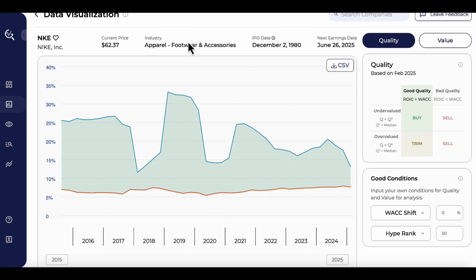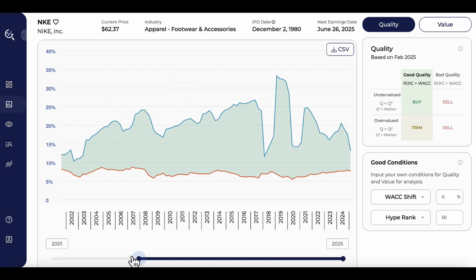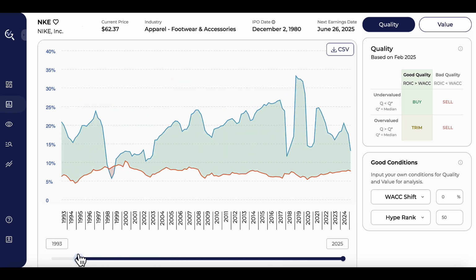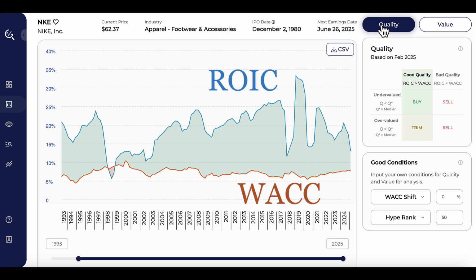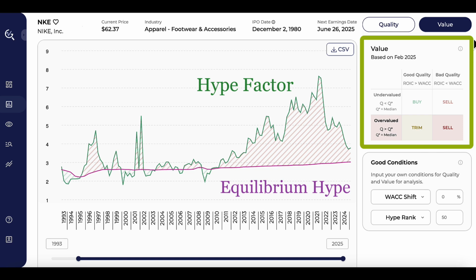So here we are on the data visualization feature where we can see long-term trends of key fundamental metrics. We can go back decades here. What we're looking at is the quality button here, lit up. We can see the ROIC in blue compared to the cost of capital in orange. If we were to click the value button, we can see the hype factor in green compared to the equilibrium hype in purple.